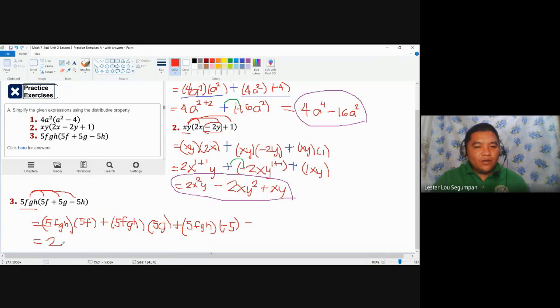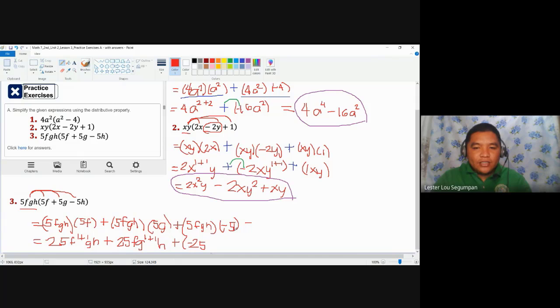5 times 5, 25. F has a partner, 1 plus 1. Let me write it better. F, 1 plus 1. G has no partner, it stays G. H has no partner, it stays H. Next, plus 5 times 5 is another 25. F has no partner, it stays F. G, 1 plus 1. And H has no partner, it stays H. And finally, plus 5 times negative 5 is negative 25.